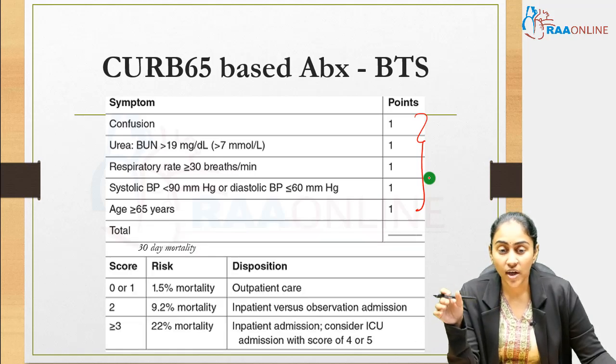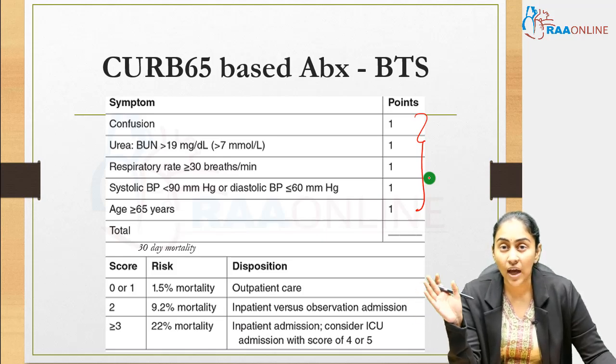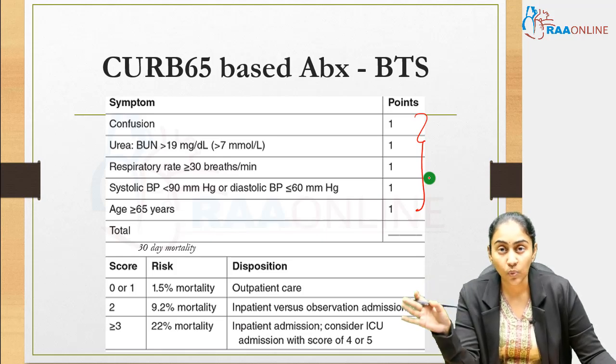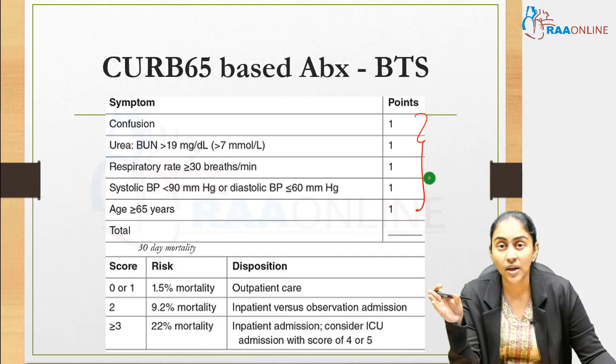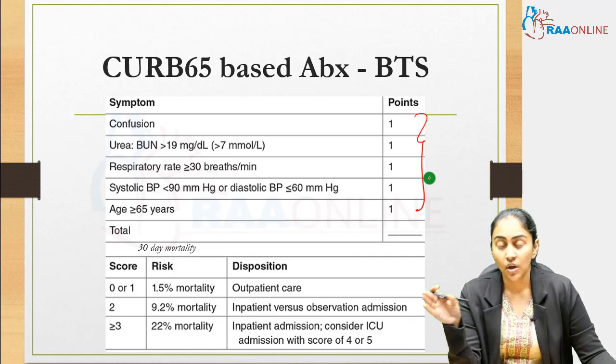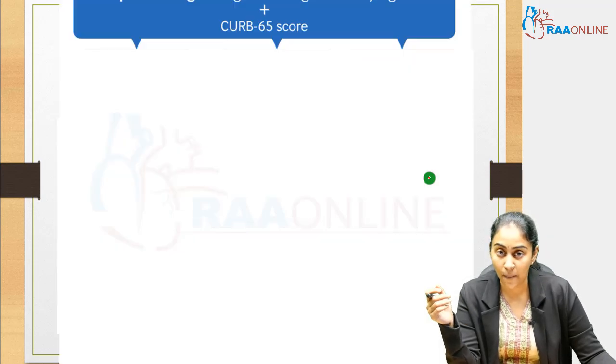Now, how do we stratify them? A score of 1 or less means the 30-day mortality is very, very low, and therefore all these patients are going to receive only OP care. A score of 2 tells us that the mortality is 9.2%, and therefore we will have to individualize, and most often these patients are going to require admission in the ward. A score of 3 or more means the patient is quite sick, mortality rates are high, and the patient definitely requires admission, no second thoughts about it, often in the ICU. So, this is how you use the score to quickly assess and stratify your CAP patient.